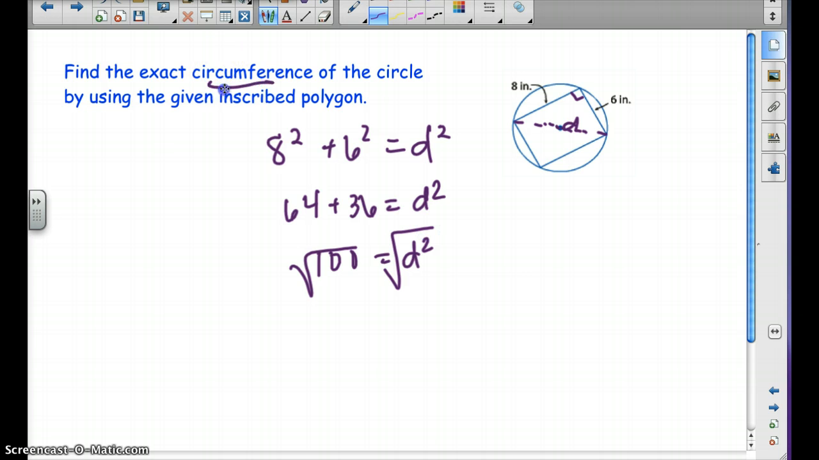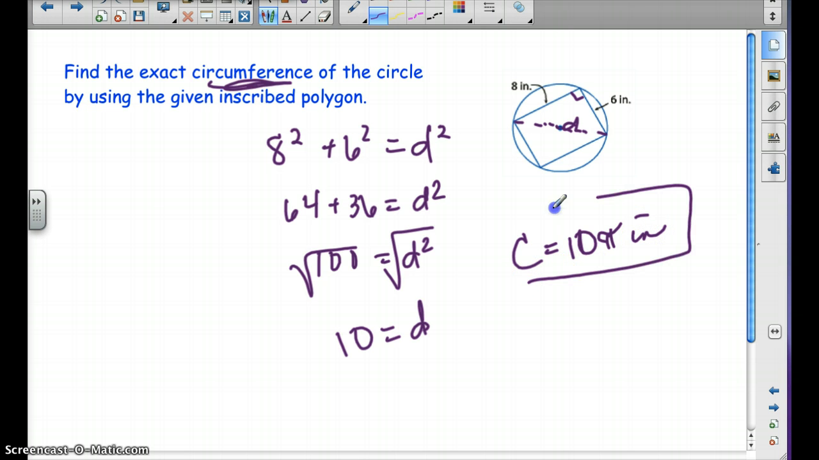And again, we're finding the circumference. So d is going to be 10. So what's our circumference going to be? And leave it in terms of pi. C is going to be 10 pi, and don't forget our label, inches. Very good.